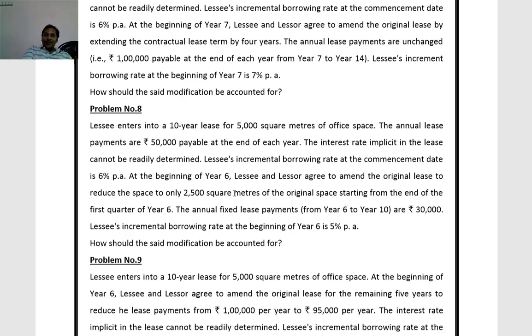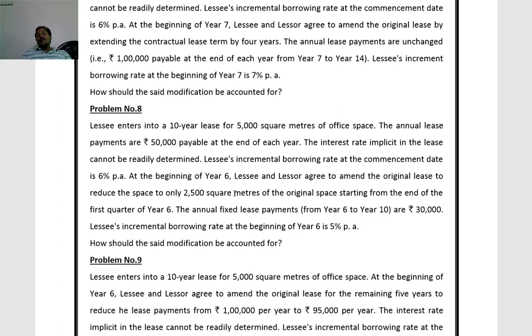This is a decrease in the scope of the lease. While accounting, there are three categories we have to check. First, an increase in scope and an increase in commensurate consideration, then it should be accounted as a separate lease. Second, a decrease in scope of the lease. This falls under decrease in scope of lease. From 5,000 square meters to 2,500 square meters, we are reducing the space, that is nothing but a decrease in scope.